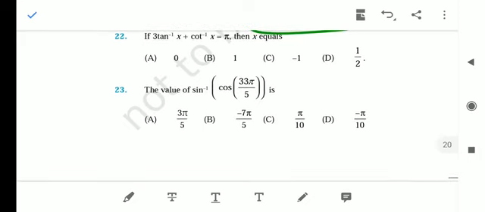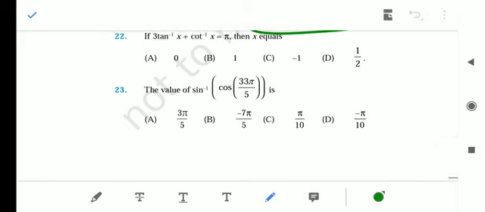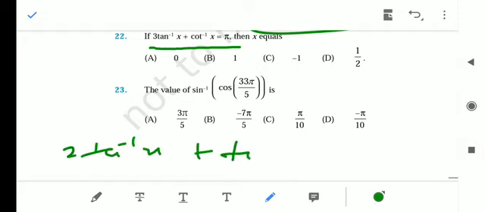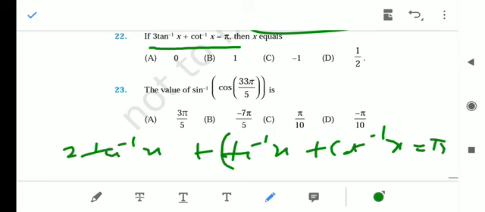Look at question number 22. Say 3 tan inverse x plus cot inverse x equal to pi. So we can write 3 tan inverse x as 2 tan inverse x plus tan inverse x plus cot inverse x. So we have 2 tan inverse x plus tan inverse x plus cot inverse x equal to pi. And we know that tan inverse x plus cot inverse x is how much? This is equal to pi by 2.